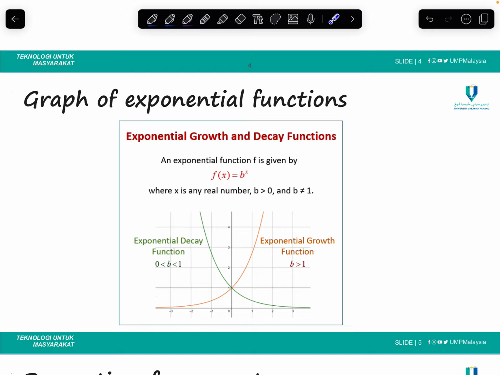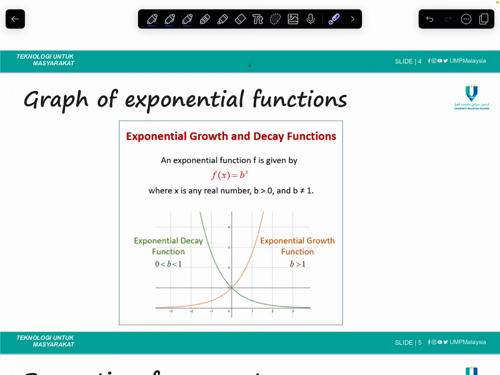Okay, the first type of behavior is growth. The curve that represents growth is this orange curve, where it comes from a small value and it increases and increases. So we call this exponential growth. It is indicated by the value of b. If b is greater than 1, then we will get the growth function.